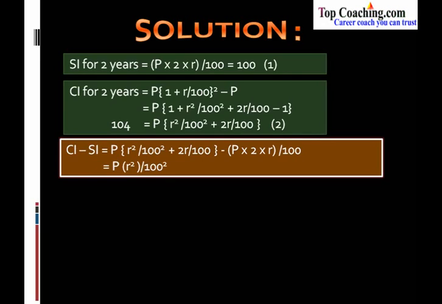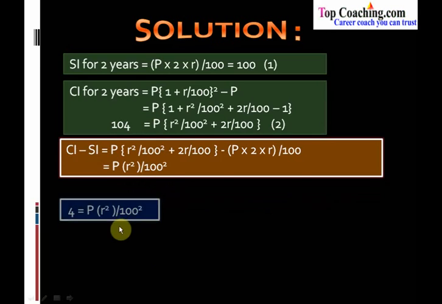P into R square by 100 square. Thus the difference between CI and SI is equal to P into R square by 100 square. You can also note it as a formula. In most of the problems, it's asked to find the difference between the CI and the SI for 2 years. Then this difference is given by this formula P into R square by 100 square.